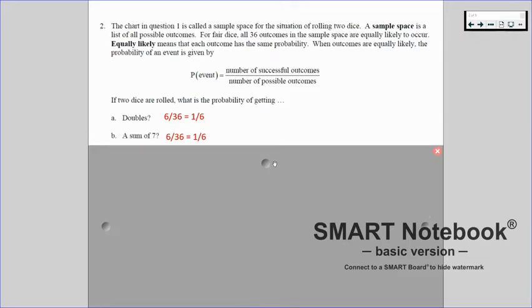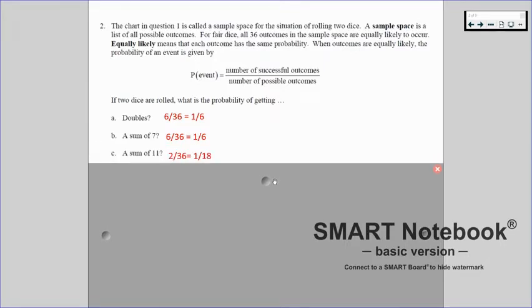Sum of 7. So how many times do we find a sum of 7 in that chart? There's 6 of them. So again, 6 out of 36, which simplifies to 1/6 of the time. Sum of 11, there's 2 of those, 5, 6, and 6, 5. So 2 out of 36 chance. So 1 out of 18.